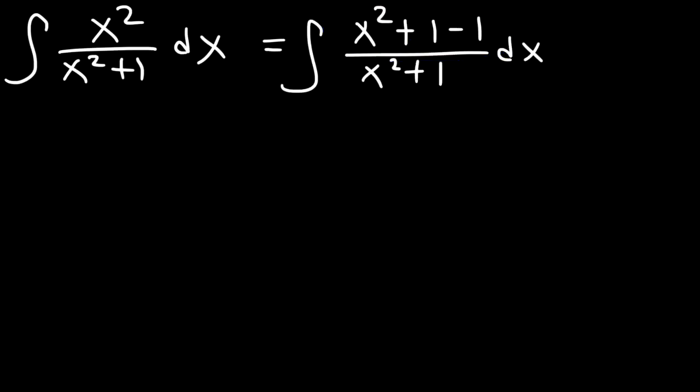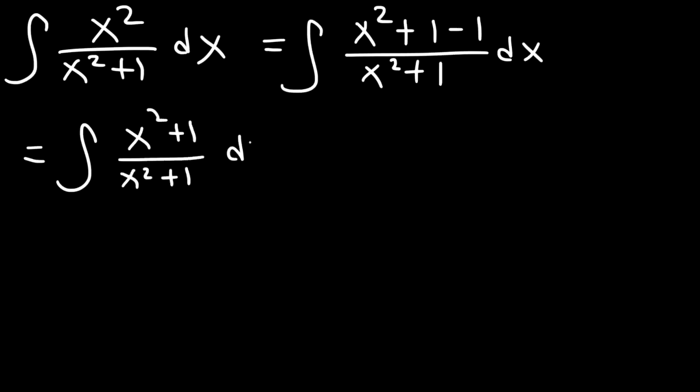Now at this point, we want to break it up into two fractions. So x squared plus 1, we're going to divide it by the denominator. And then -1, we're going to divide it by the denominator separately. So we can split it into two integrals. The first one is going to look like this: x squared plus 1 over x squared plus 1. And then the second one is going to have the other part, -1, over the same denominator.